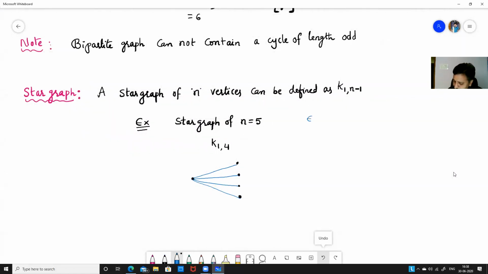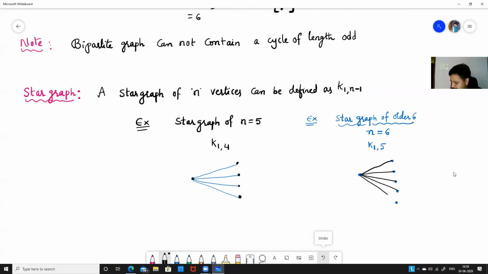And if I ask for a star graph of order 6, that is n equals 6. If n is equal to 6, we can represent it as K1,5. The structure of K1,5 looks like this. That's all. This is known as a star graph.